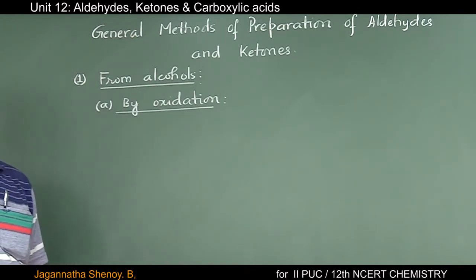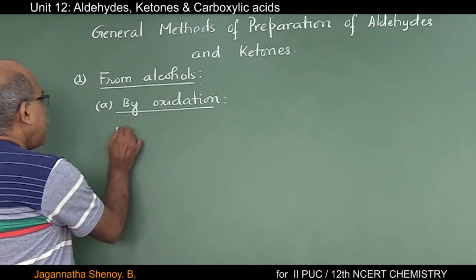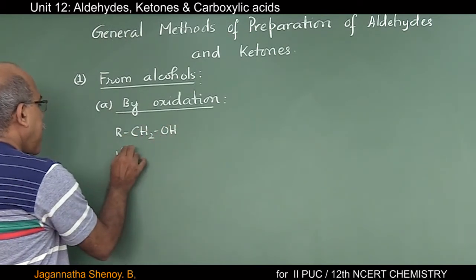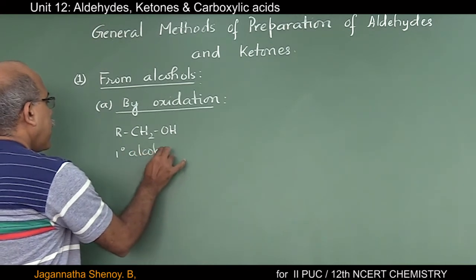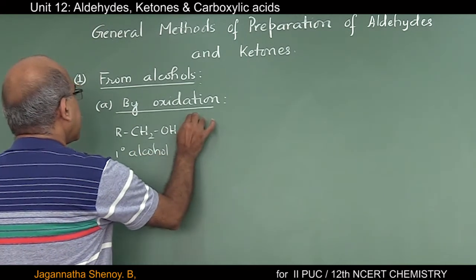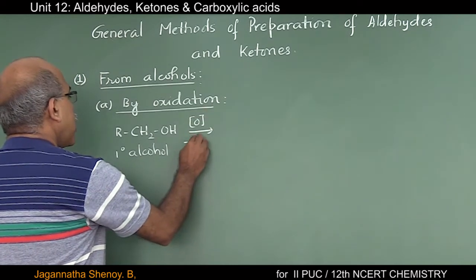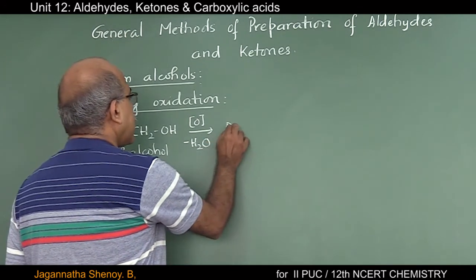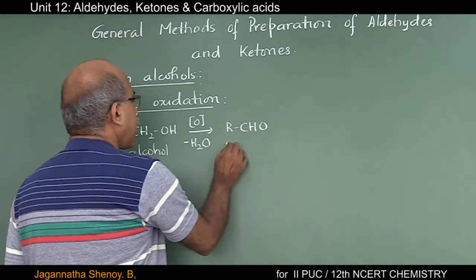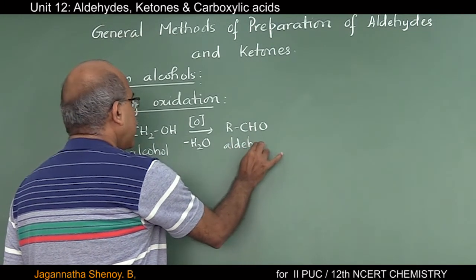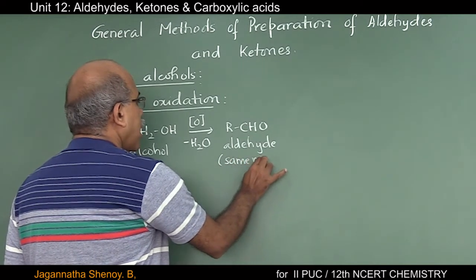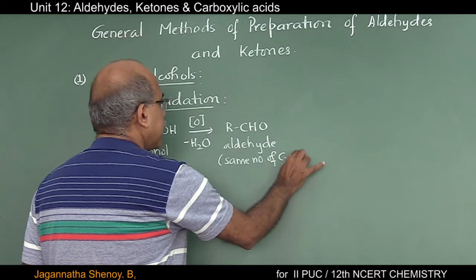How to represent the equation for these oxidation reactions? First, I'll start from primary alcohol, RCH2OH. So it's a primary alcohol. I'll subject it to oxidation. It loses a molecule of water. It gives you aldehyde containing the same number of carbon atoms. Aldehydes you get, and it contains the same number of carbon atoms.